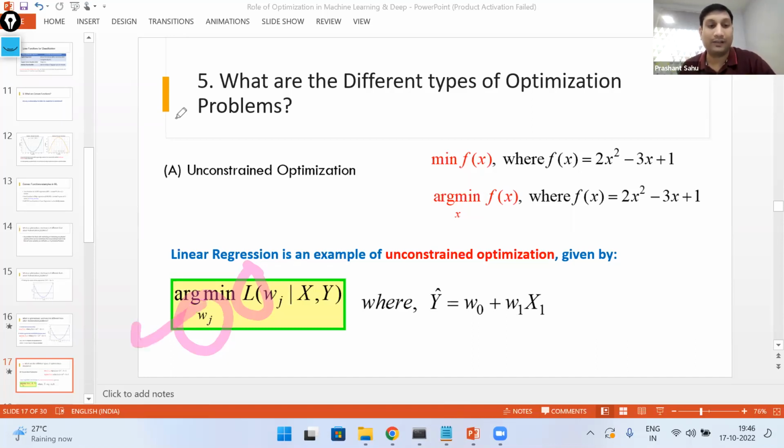So how do I read this? So find the model coefficients. These are the arguments. So find the arguments, you can say, or find the model coefficients for which your mean square error loss function is minimized.